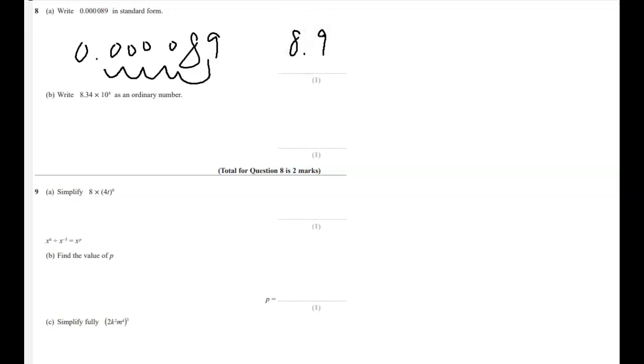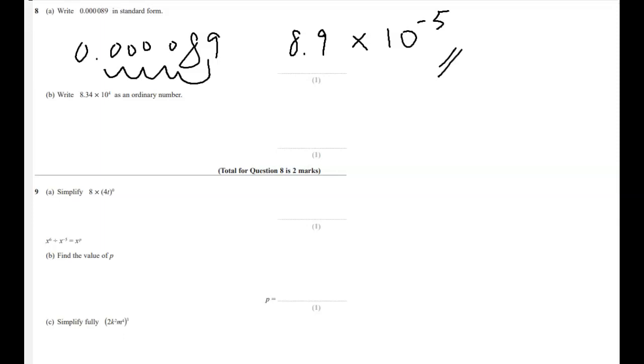But obviously, it's not directly just equal to 8.9. It's actually multiplied by 10 to the power of something. But what is that something? Here, as I said, I have shifted the decimal places 1, 2, 3, 4, 5 times. So that's why I would then do a minus 5. That is the correct answer for the standard form.